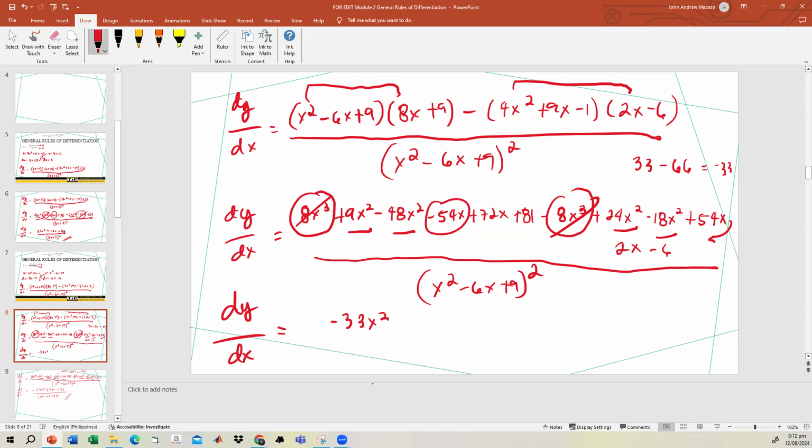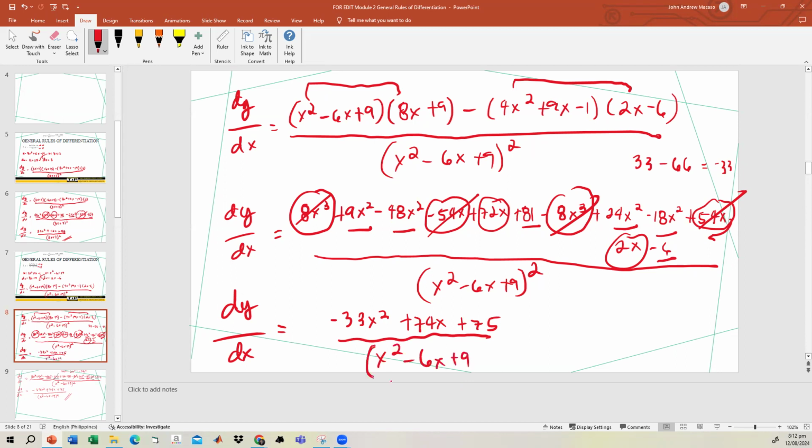Then we also add the terms which have an x. As you can see here, we can cancel this out. 72x plus 2x, so that's 74x. Then lastly, we can add now the constants, that's 81 minus 6, so that's basically 75, all over (x squared minus 6x plus 9) raised to 2 as well. So this will become now the answer that we're looking for. So I hope you understand the topic. Thank you.